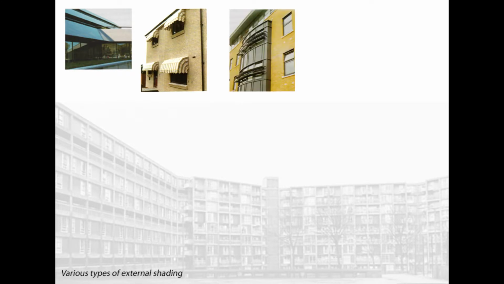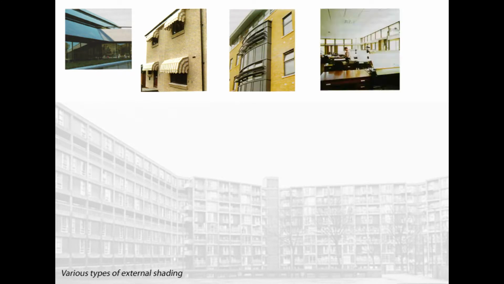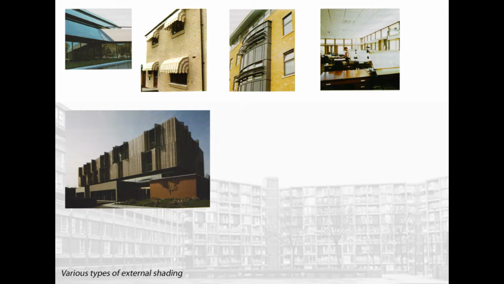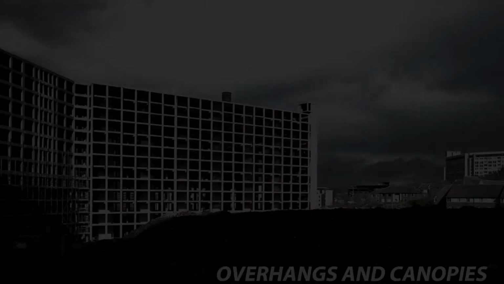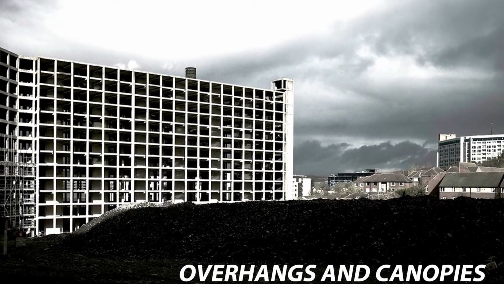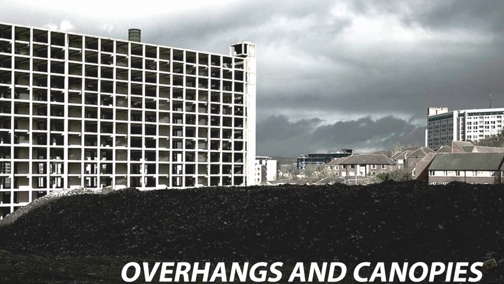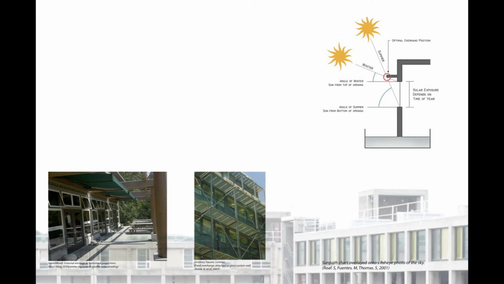On the market today, there are many varieties of external shading, such as overhangs and canopies, fixed external louvers, horizontal light shelves, vertical fins, egg-crate baffles, and so on. Overhangs and canopies are a common solar shading device that performs best at blocking high-angle sun from the south.